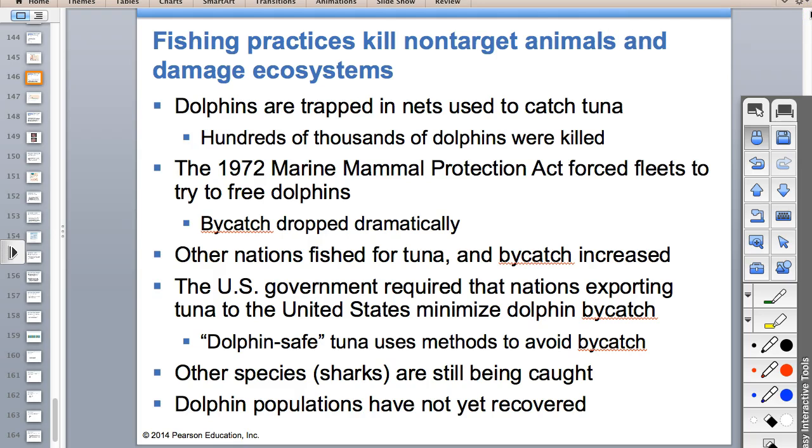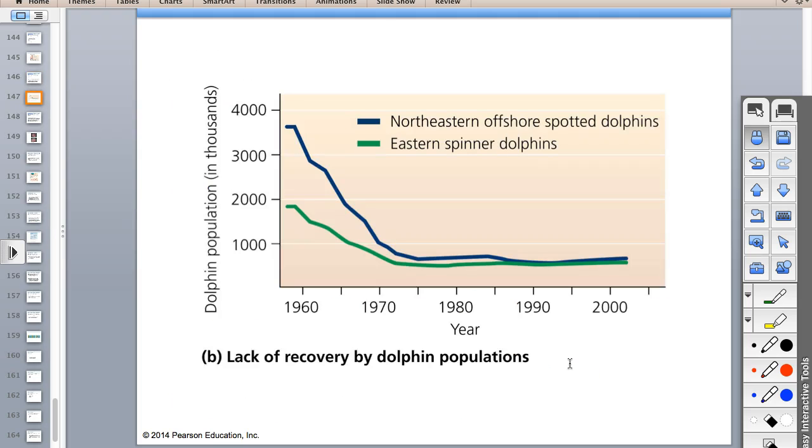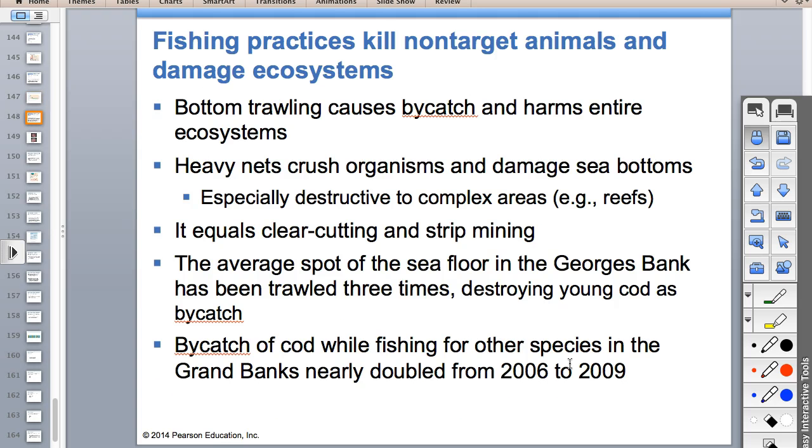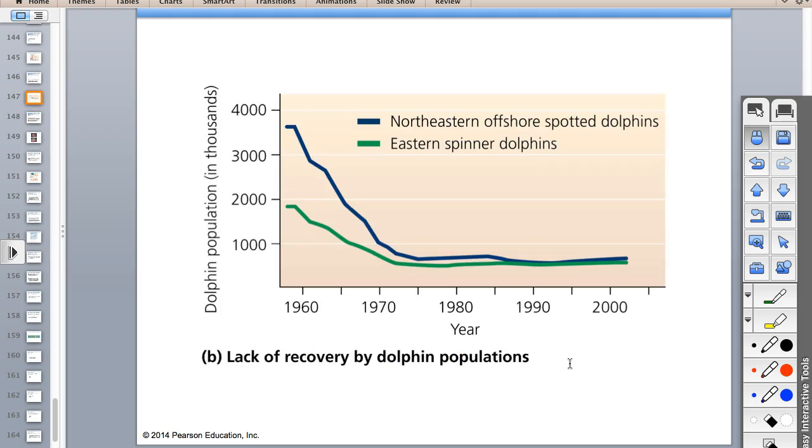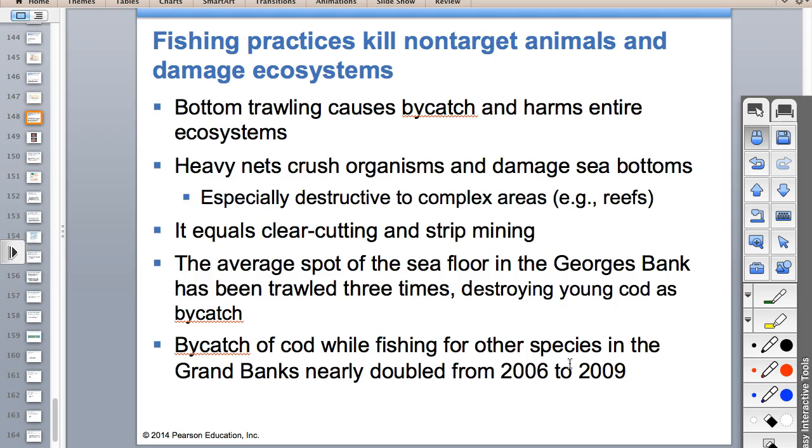So anyway, 1972, Marine Mammal Protection Act, forced fleets to try to free dolphins. Bycatch dropped. Dolphins ate tuna. Also helped. Other species like the sharks are still being caught. So anyway, there's the bycatch. Lack of recovery. That's so sad. They're not recovering. Well, it helped though with the bycatch though.